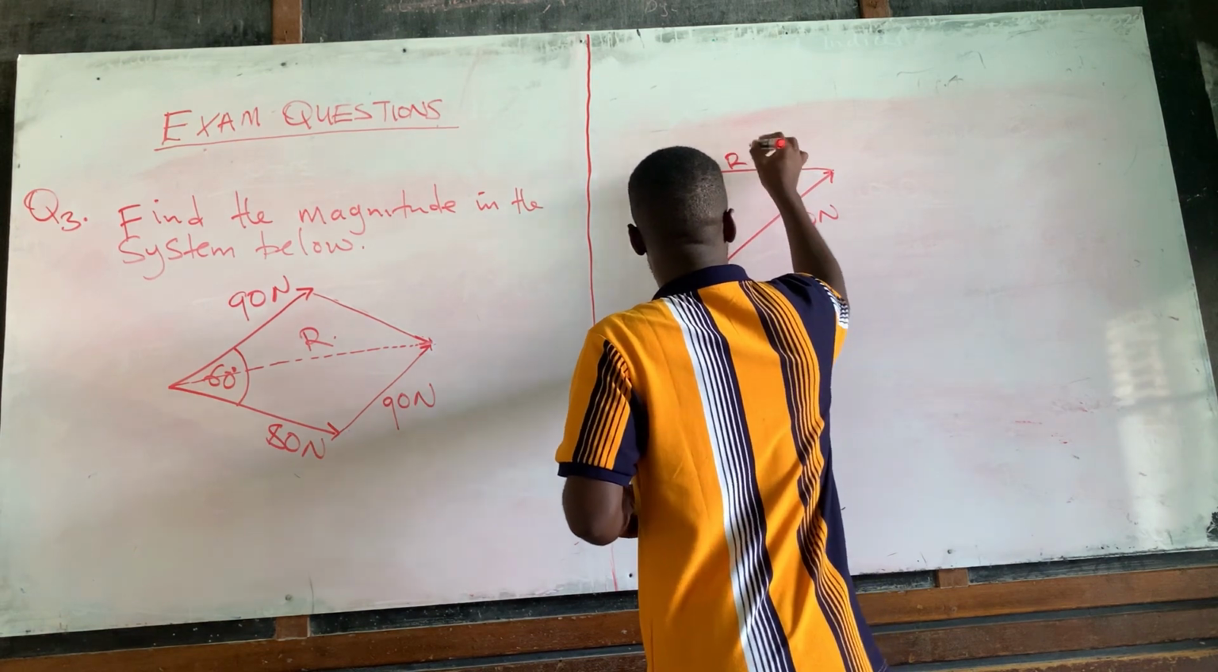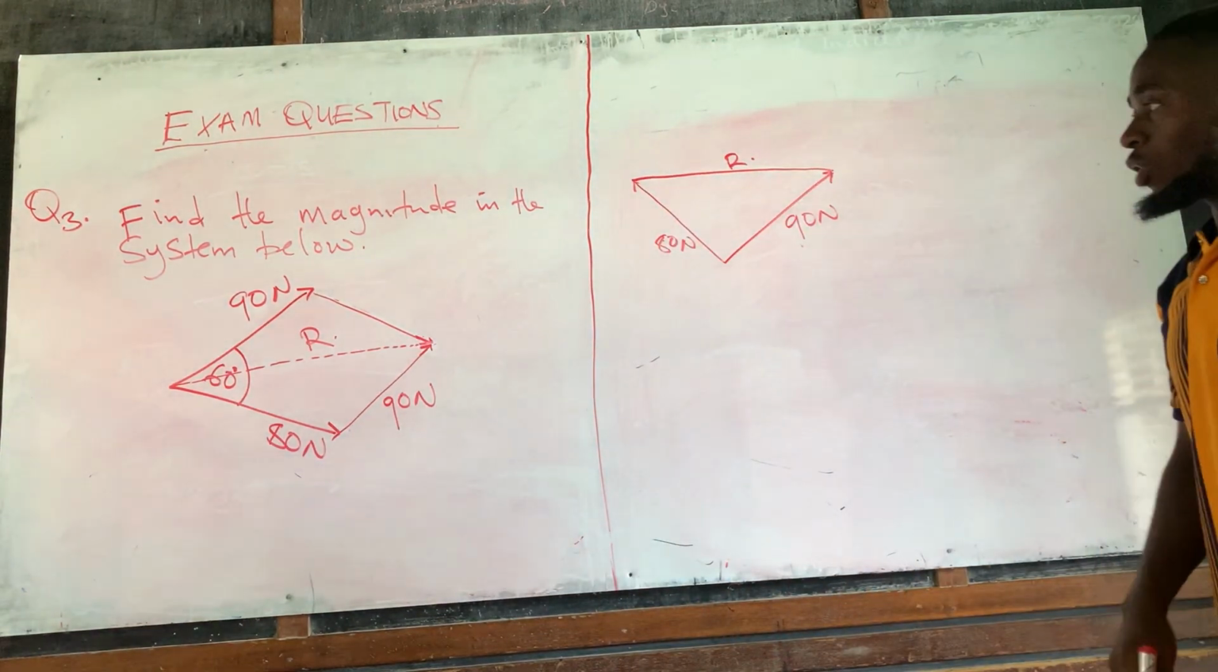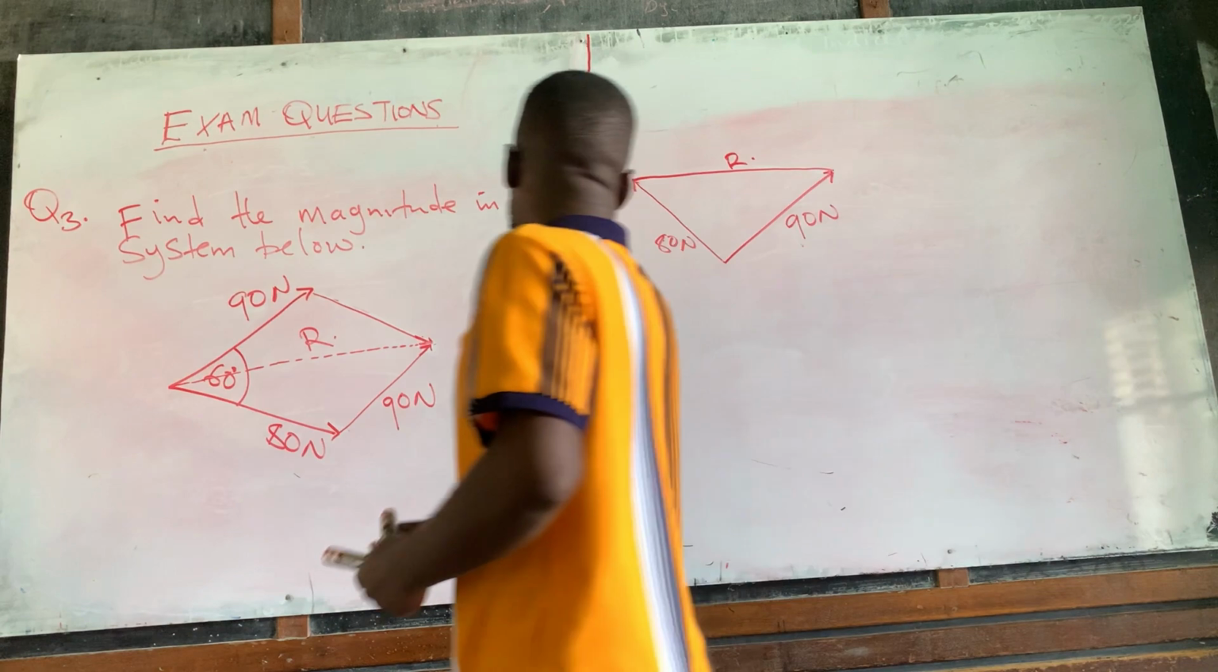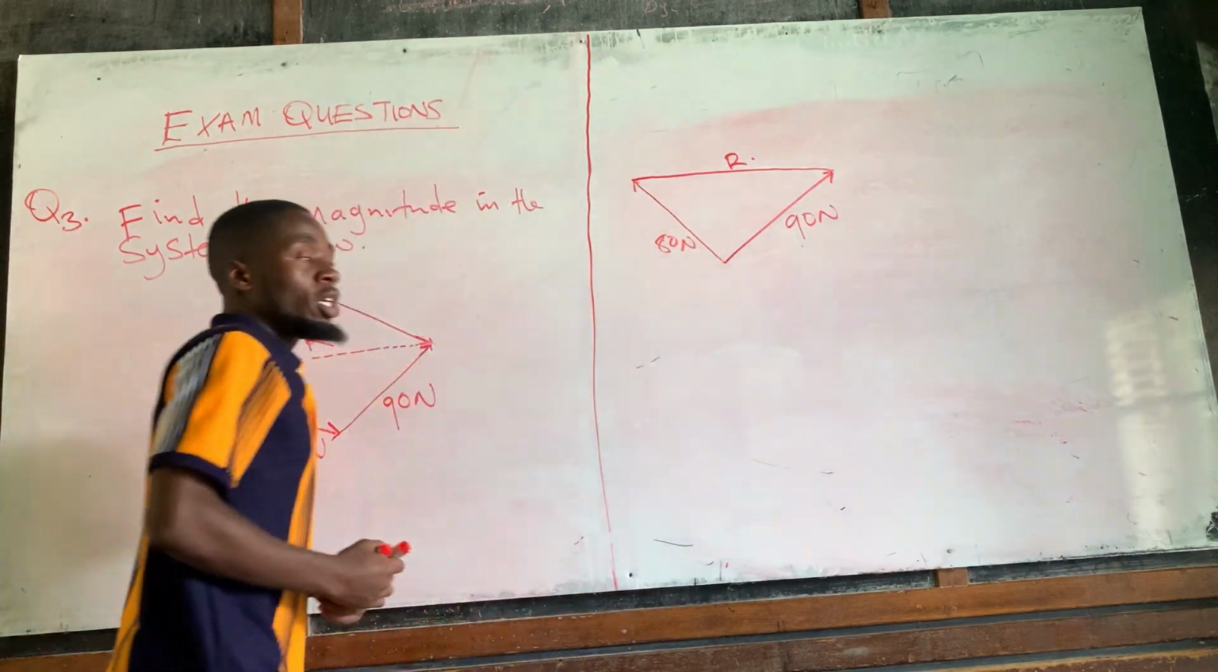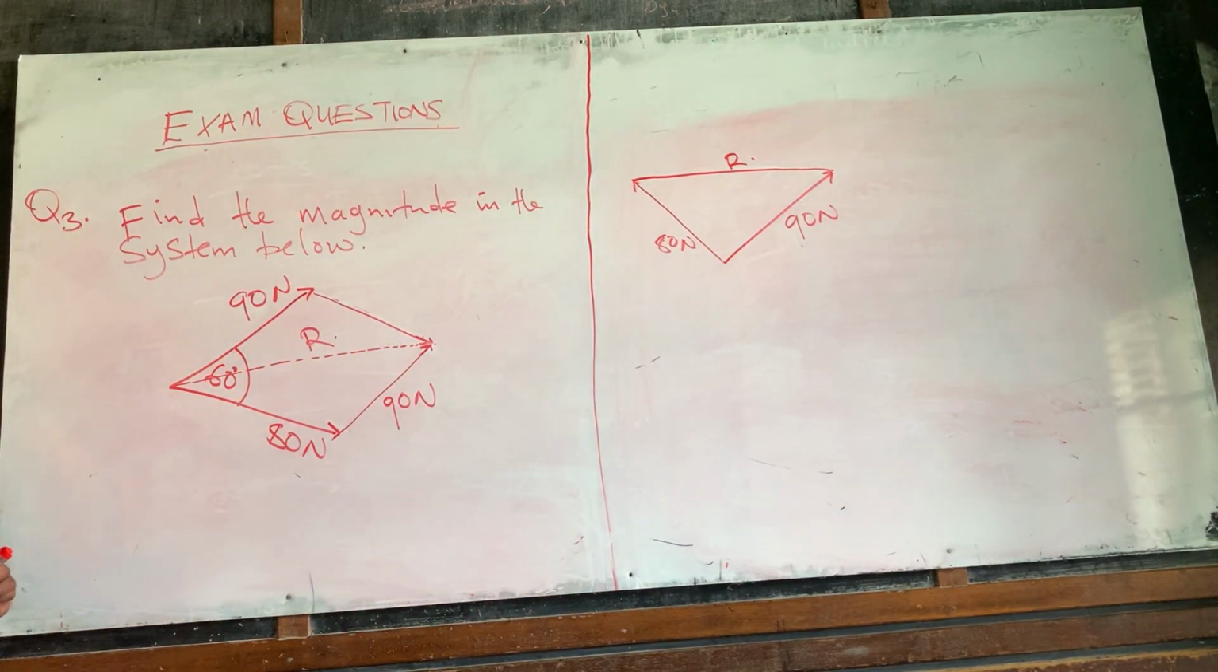This is the result that we're talking about here. Okay? So now, we need to find this angle here. We need to find that angle there.